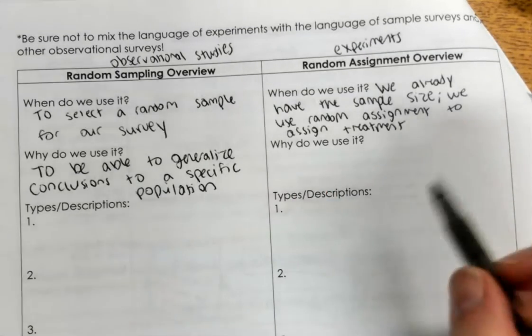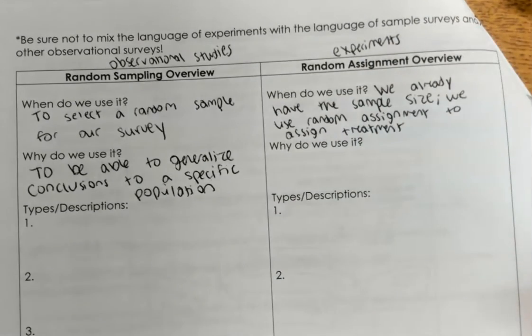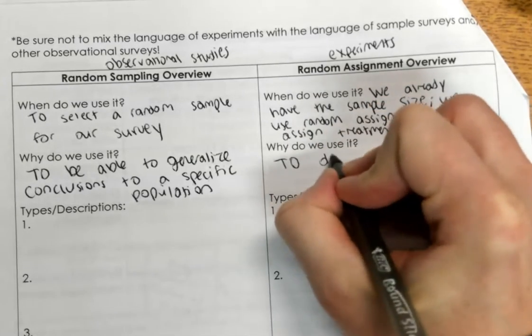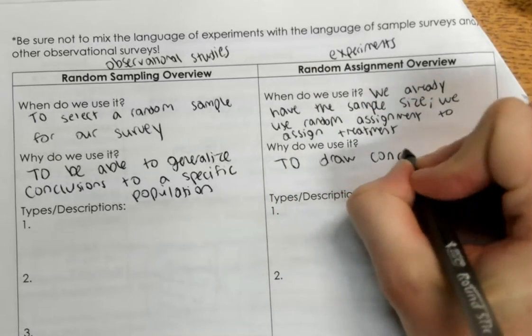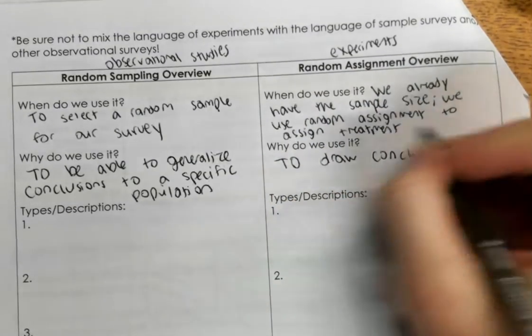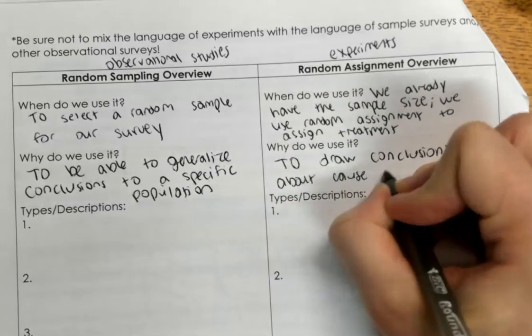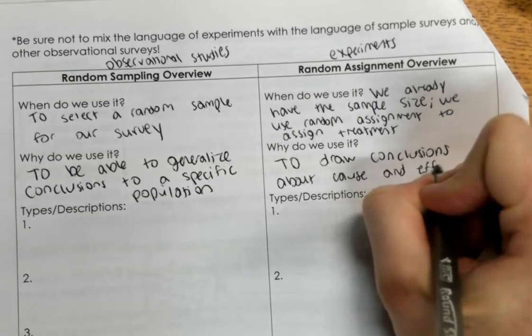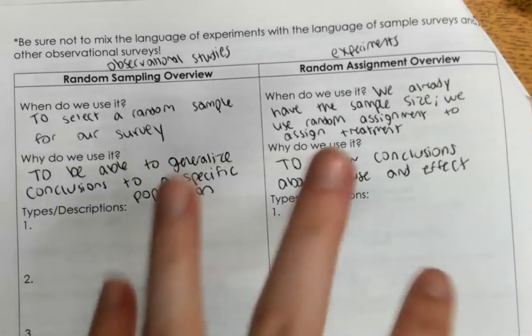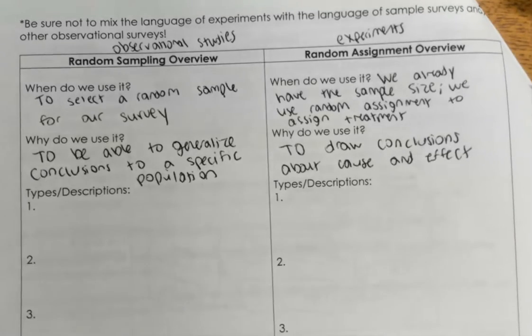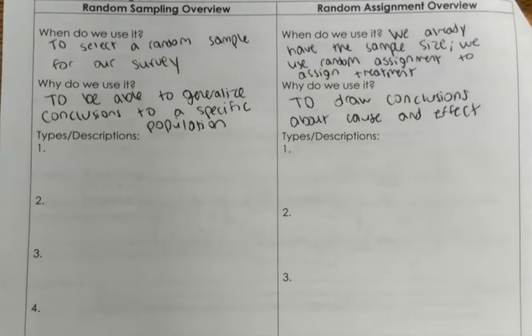Why do we use random assignment here? Well, number one, that's what defines an experiment. And number two, to draw conclusions about cause and effect. So we can say that if we do all this right and have random assignment, we can say that the explanatory variable causes the response variable. Causes the change in the response variable.